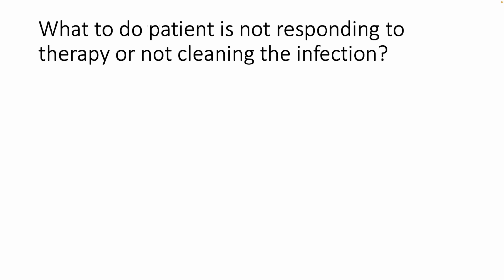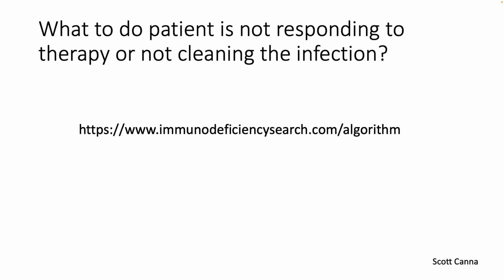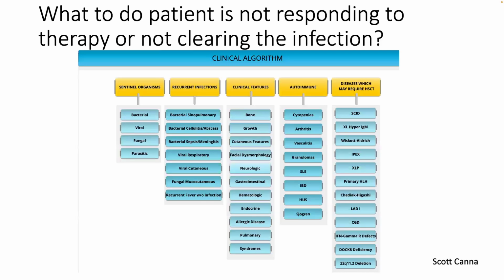So as I was putting this talk together, I was like, well, what is the right way to implement this? And just at the time, Scott emailed me and said, hey, this is what we use, right? And here is immunodeficiencysearch.com, which is an algorithm. This is something that any provider can use in their decision making, whether or not to sequence an individual. And clear, as you can see, if the patient is not responding to therapy or not clearing the infection, I would say no matter the age.